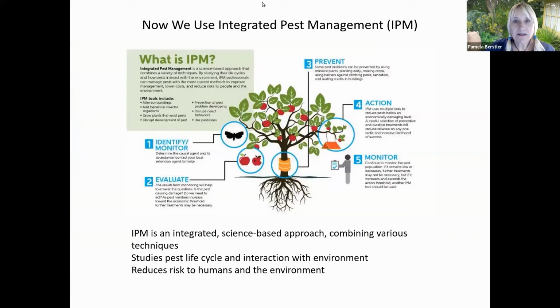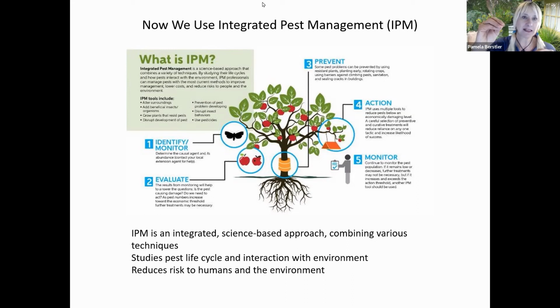And now, instead of that, we use integrated pest management. Why? Because landscapes are integrated. They are not single solutions. Integrated pest management has a cycle that starts with observing and identifying and monitoring what's going on, evaluating the situation and the results from your monitoring, then taking steps to prevent that activity. If you have to, taking action, and there's a hierarchy of action, which I'm going to show you in a second.